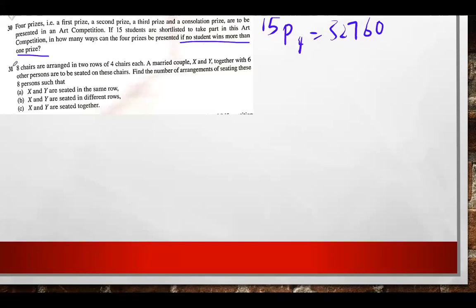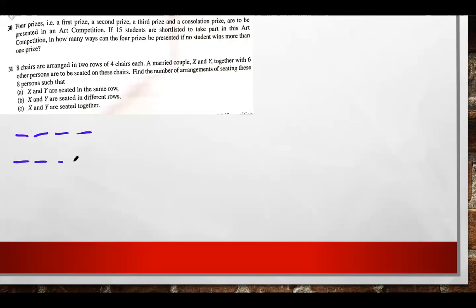Okay, I'm going to do a slightly complicated question, which is question 31. You have 8 chairs that are arranged in 2 rows of 4 chairs each. So you have chair number 1, 2, 3, 4, and then 1, 2, 3, 4. Now a married couple, X and Y, together with 6 other persons, so there are 8 persons altogether, are to be seated on these chairs.